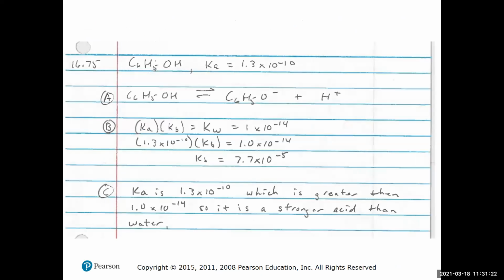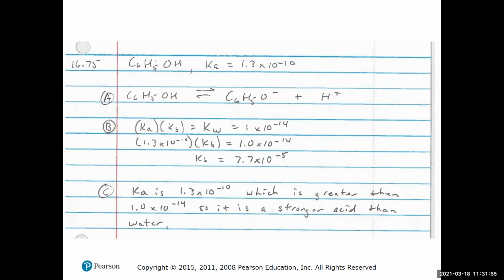I have one problem I want to go through with you, and then we'll move on to the next chapter. So the problem I want to do is 16.75. In this, we're told phenol has a Ka value of 1.3 times 10 to the minus 10. And so we want to write out reactions. We want to write the Kb for phenol, and for phenol's conjugate base. And we want to decide, is phenol a stronger or weaker acid than water?